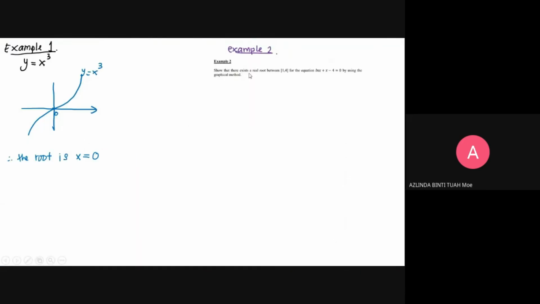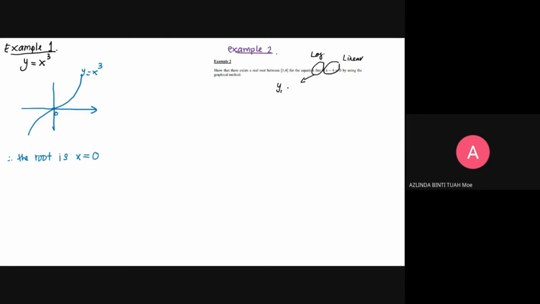Show that there exists a real root between 1 until 4 by using graphical method. So we have to sketch the graph. In this case, we have two functions, ln x and also a linear function. This is linear, this is log. So separate the equation into two different functions, y1 and y2.